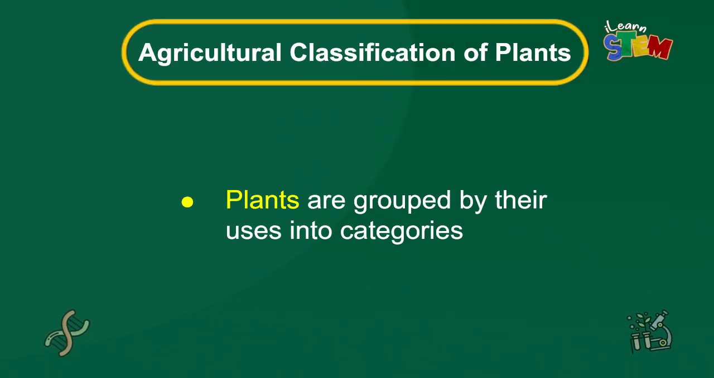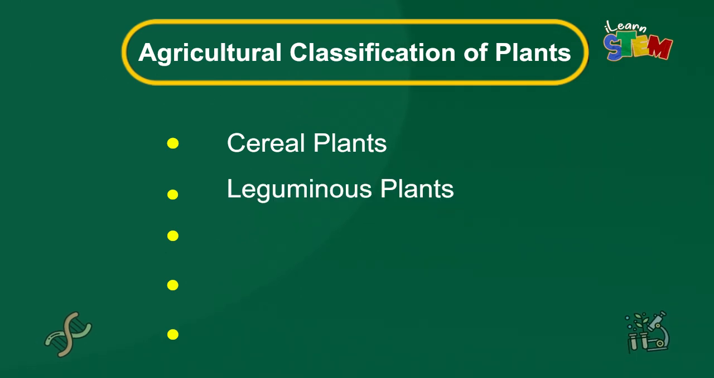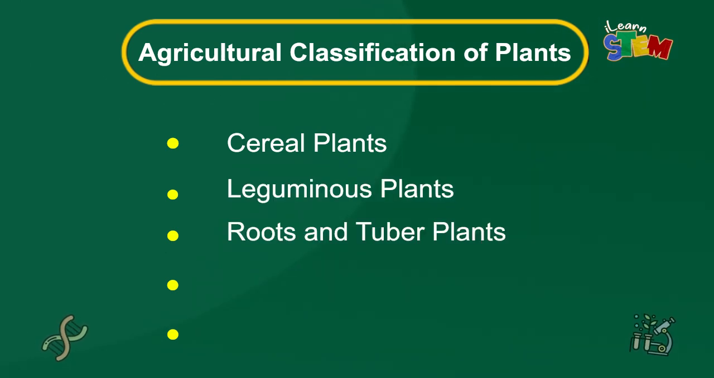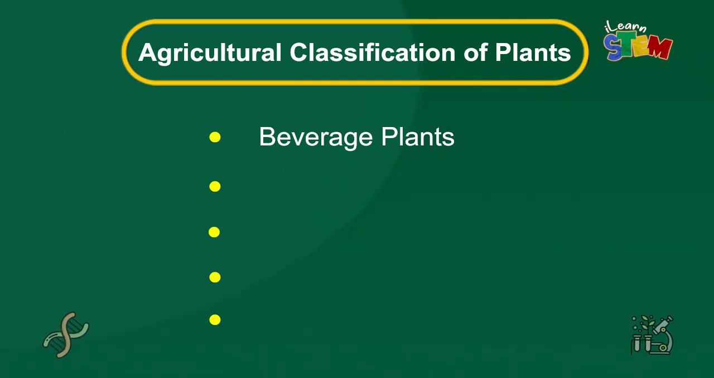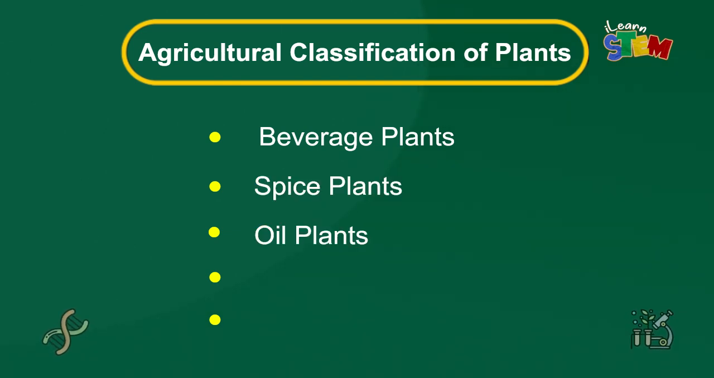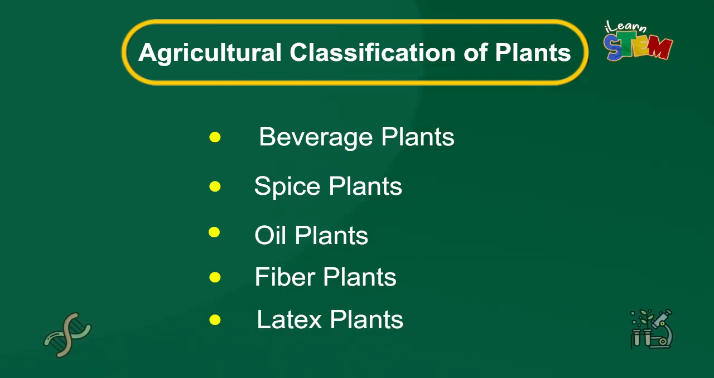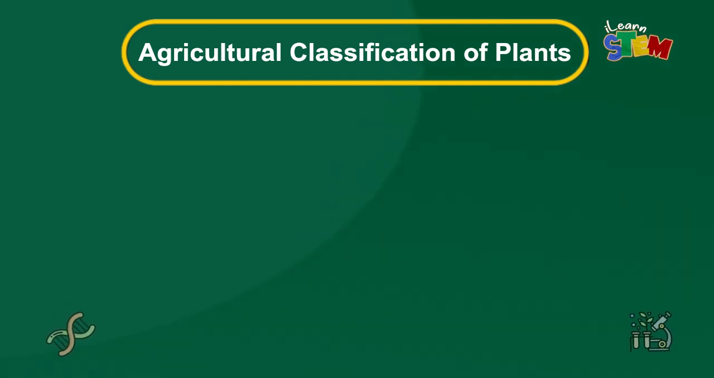Plants are grouped by their uses into categories like cereal plants, leguminous plants, roots and tuber plants, vegetable plants, fruit plants, beverage plants, spice plants, oil plants, fiber plants, and latex plants. Let's dive in and explore each category. First, let's talk about cereal plants.